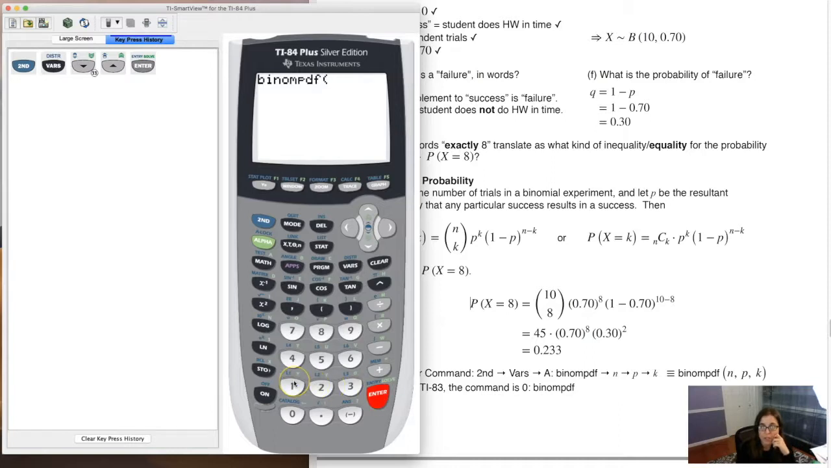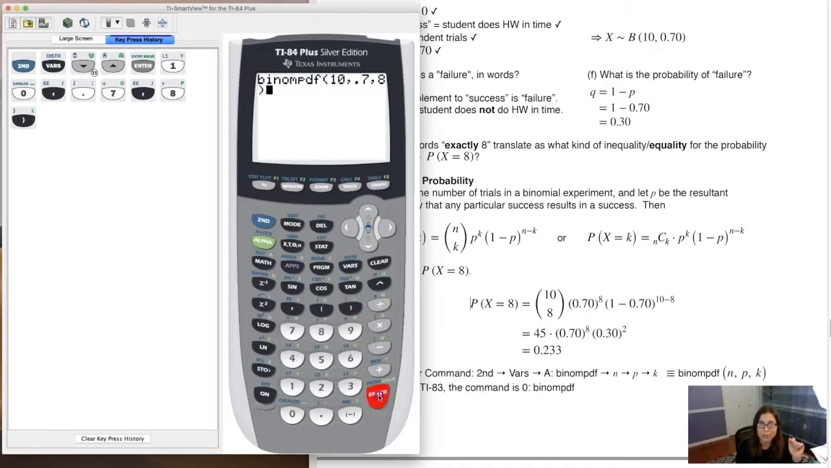The first thing you owe it is your number of trials. So we had 10 students we were going to look at. Hit the comma key. The next thing you want to put in is your probability of success for any one individual trial. The likelihood that any one individual student would do their homework in this case was 70%. I'm going to hit comma again. And the third thing you need to tell your calculator is, of those 10 trials, how many successes are you interested in? So for us, of those 10 students for whom I was checking homework, I was interested in the likelihood that exactly 8 did their homework.